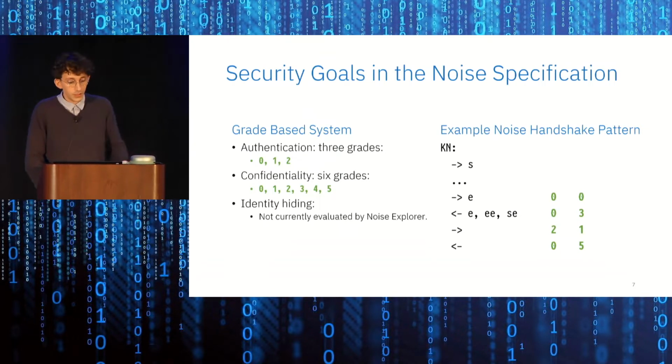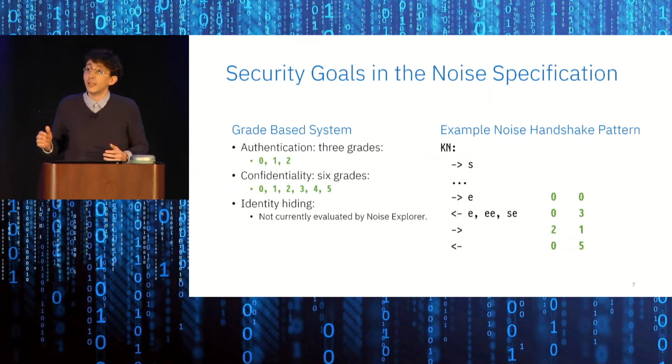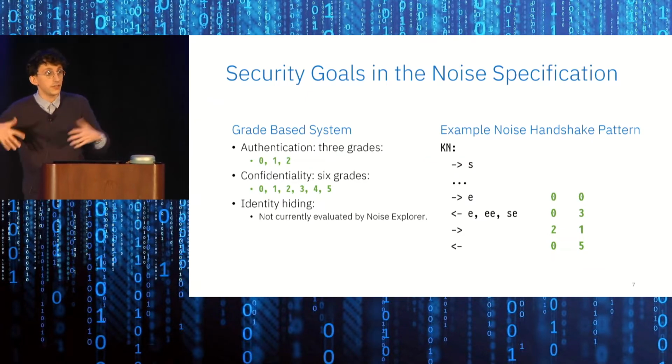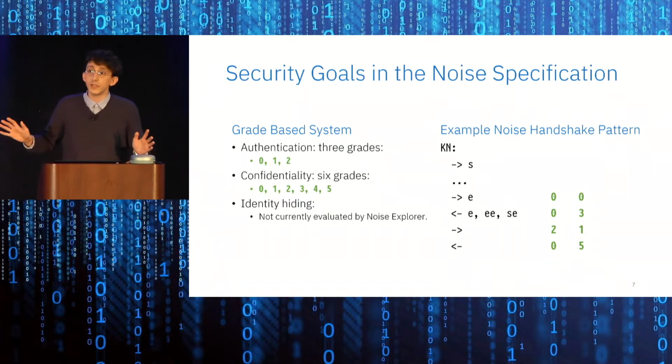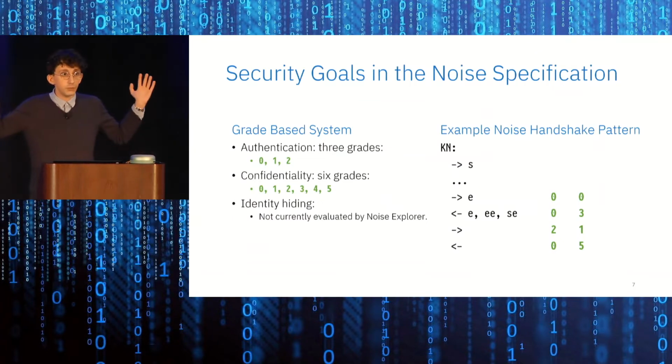And so now, Noise, as I said earlier in my talk, is a protocol framework. In TLS, you have a single protocol. It's called TLS. In the Signal protocol, you have a single protocol. It's called the Signal protocol. In Noise, there is no such thing. There's a million protocols. There's an unbounded number of Noise protocols.